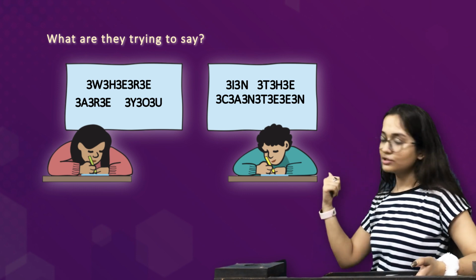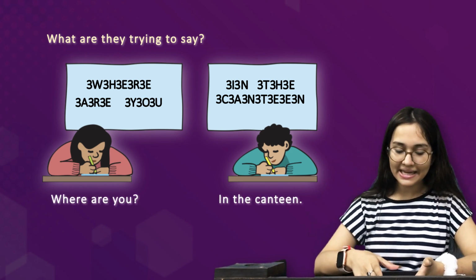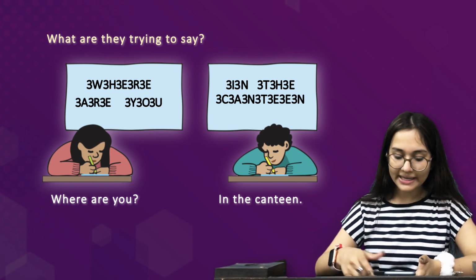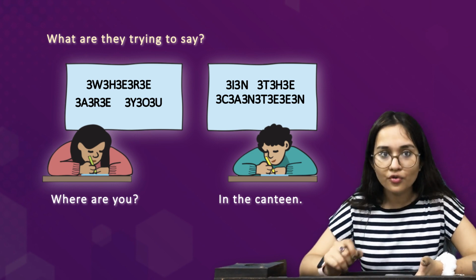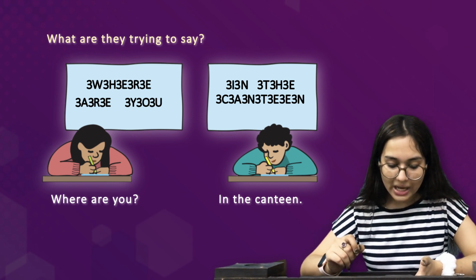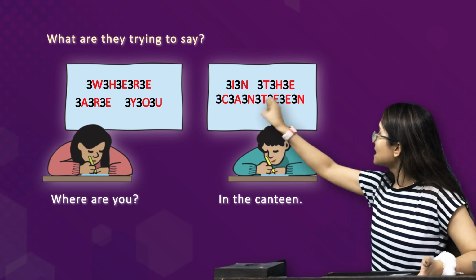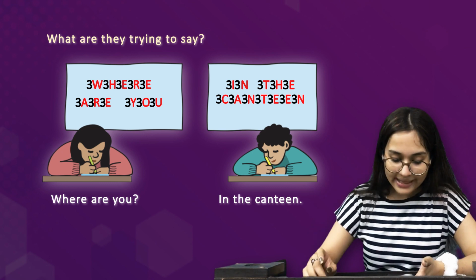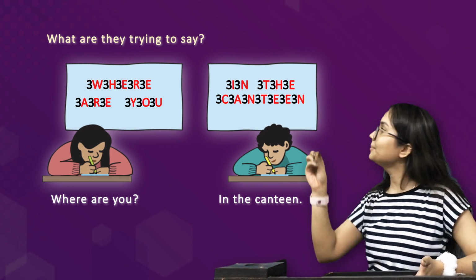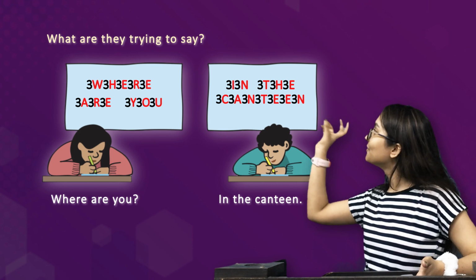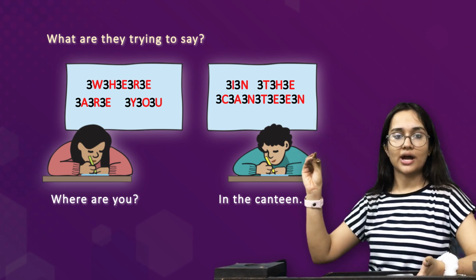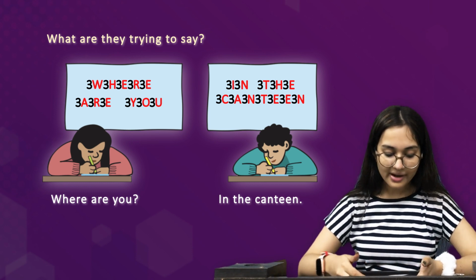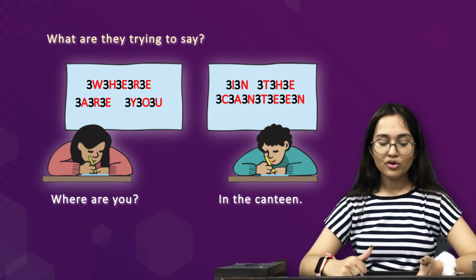So they are trying to say, where are you, and in the canteen. Now how can you say that they are saying where are you and in the canteen? We need to focus on that. When we clearly look at the words, the letters W, H, E, R, E are clearly visible there. Though they have put a 3 between every letter, the word is still visible to us when we look at it clearly. So this is the secret message, and the message they were trying to convey was, where are you, and the reply was, in the canteen.